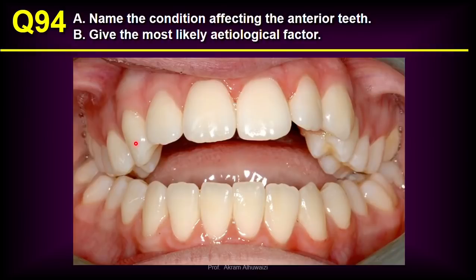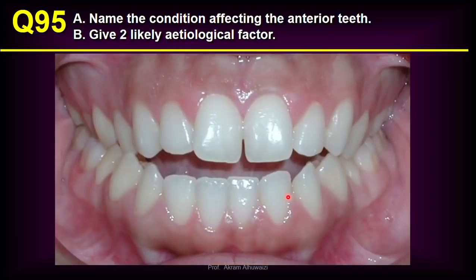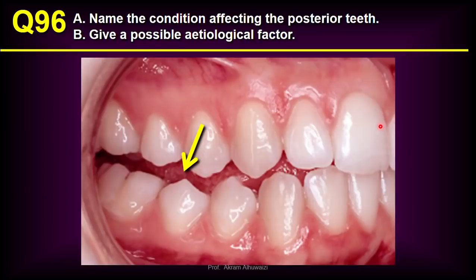Name the condition affecting the anterior teeth. It's anterior open bite. Give the most likely etiological factor. The most likely etiological factor, because it's asymmetrical, would be digital sucking. Name the condition affecting the anterior teeth. Anterior open bite. Give 2 likely etiological factors. Well, since it's symmetrical, it could be tongue thrust, it could be skeletal open bite because of vertical overgrowth. Name the condition affecting the posterior teeth. It's lateral open bite. The possible etiological factor could be a large tongue.